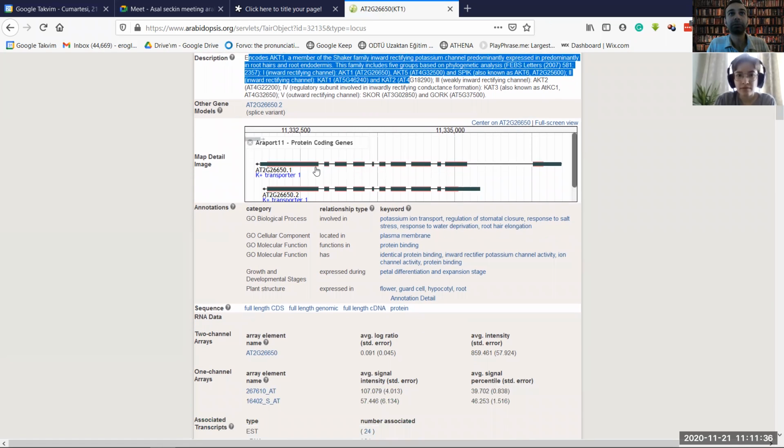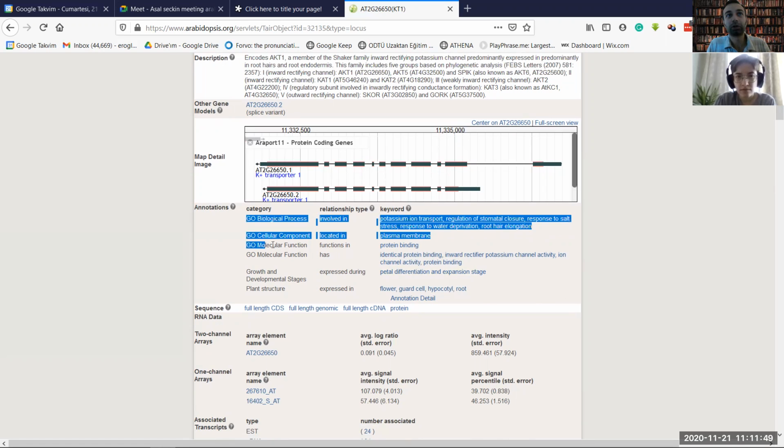Here you can see the alternative splice forms, like this one and this one, two versions of the same gene. And here we have GO modules. Do you have any idea what GO modules are? So no. Yeah.